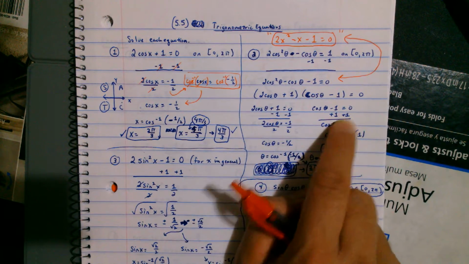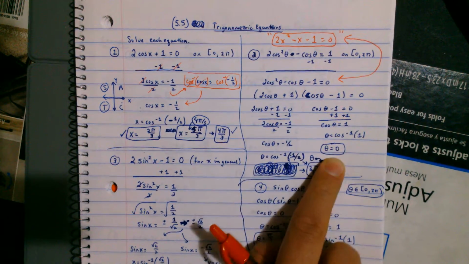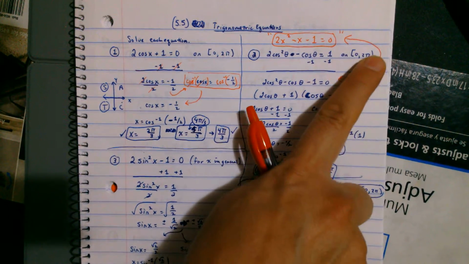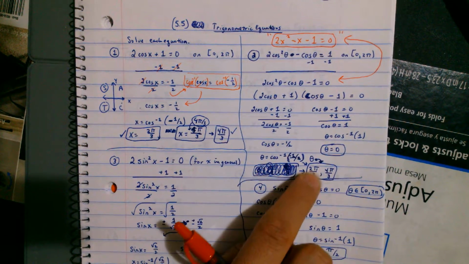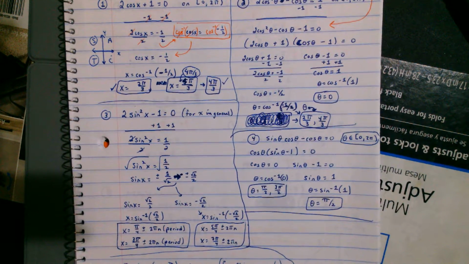And now for cosine theta equals 1, when you add 1 to both sides, then take the inverse cosine, theta is 0. Theta is also 360, but with the parentheses, you can't include 360. So 0. So the three answers are 2 pi over 3, 4 pi over 3, and 0. How do you solve this? You have to factor.